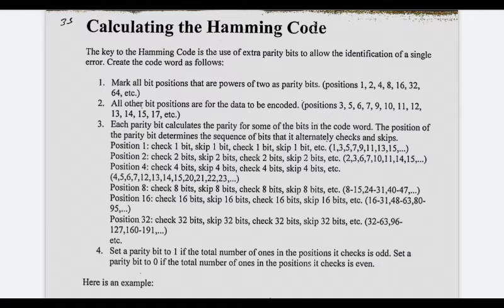Now for position 2, check 2 bits. First you check 2 bits, then skip 2 bits, check 2 bits, skip 2 bits. This is the strategy you are going to use to set the parity bit for position 2. It has to start from position 2 only. Is it clear? For position 2, it has to start from position number 2 only.